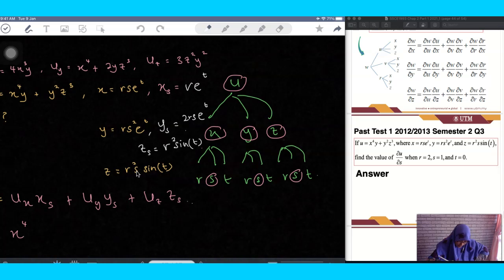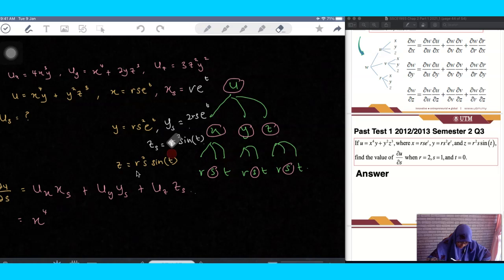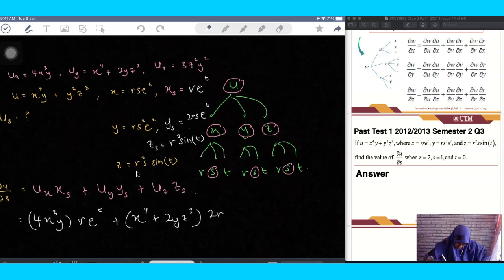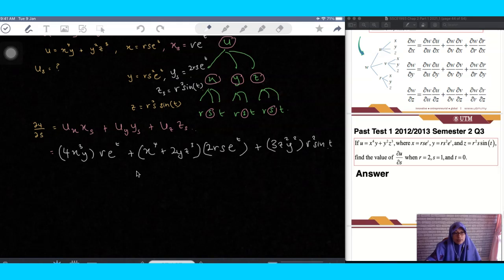Then we plug in everything. So u_x is 4x cubed y, and your x_s is r e^t, plus u_y. u_y is x^4 plus 2y z cubed. y_s is 2 r s e^t, plus u_z. u_z is 3z squared y squared. z_s is r squared sine t. Okay, so that is your ∂u/∂s.